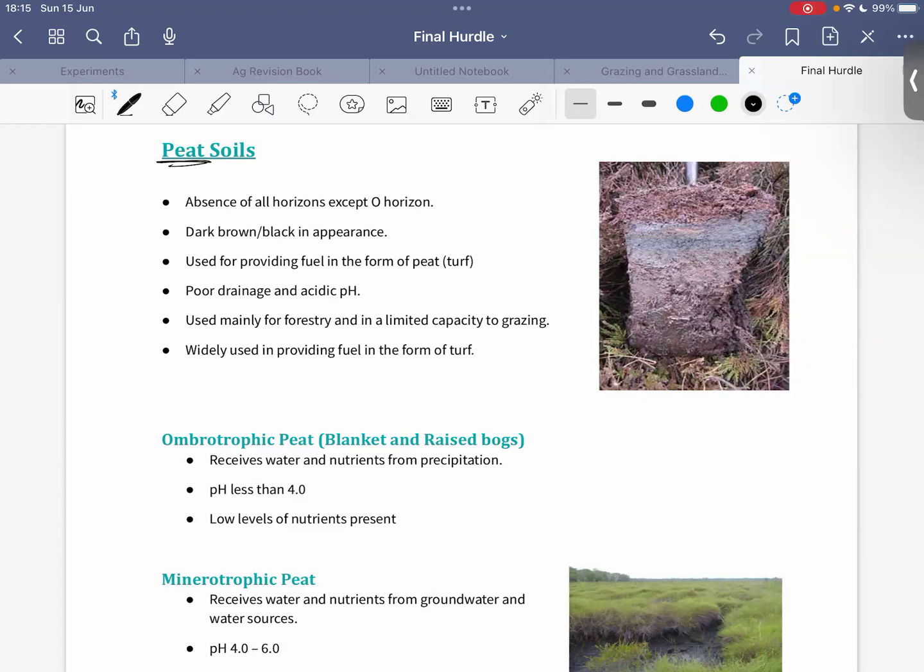So our peat soils have an absence of all horizons except the O. If you're drawing the soil horizon of a peat soil, you are just going to label the O horizon and say that all horizons are absent.